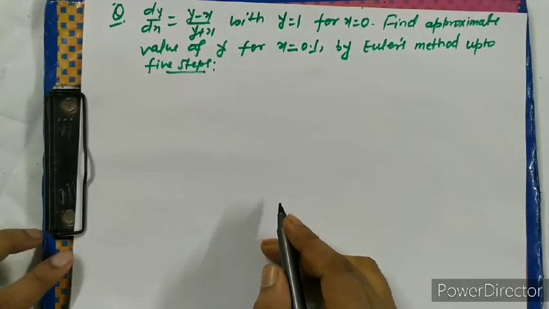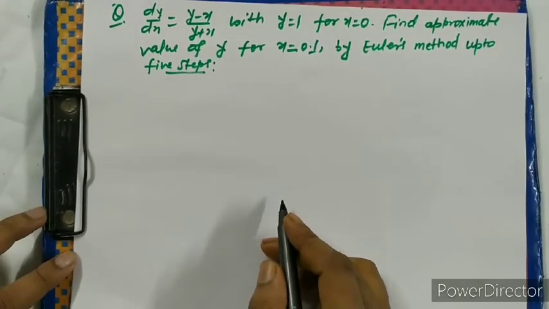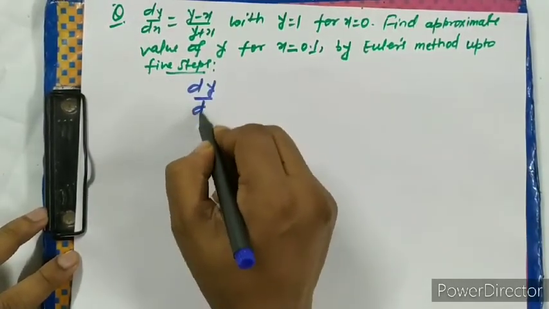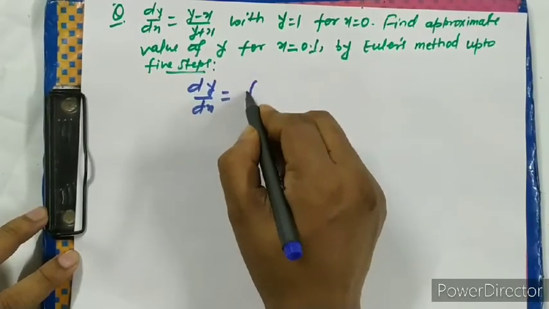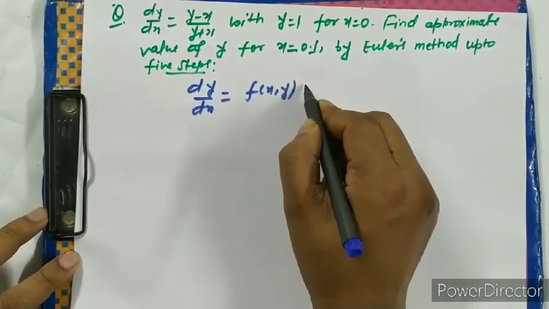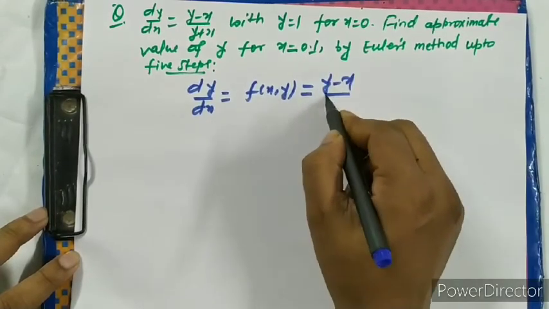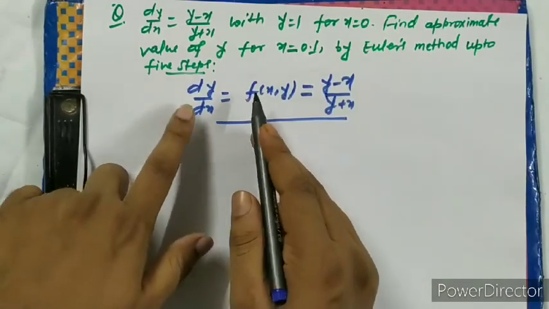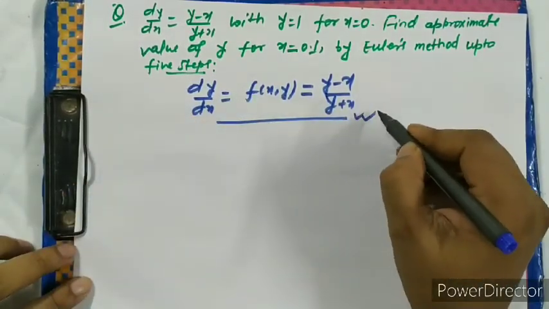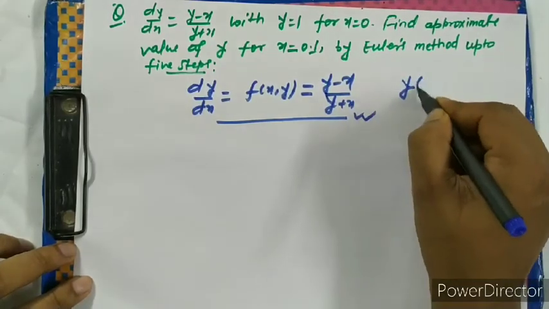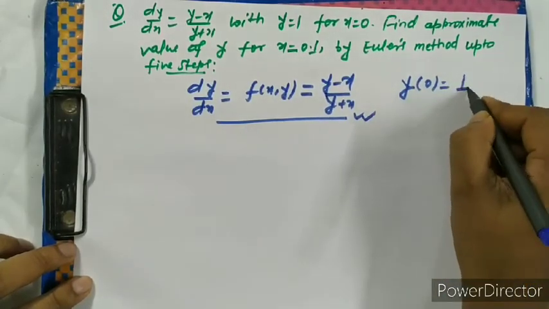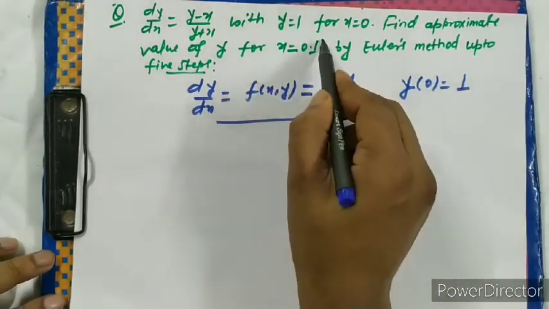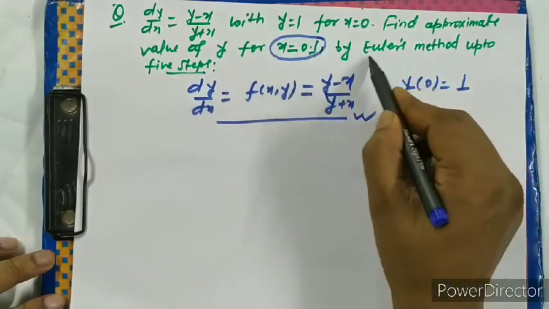So student, I have one question. I have to implement Euler's method on this differential equation dy by dx, which is equal to f(x,y), y minus x divided by y plus x. So first केस क्या था? डिफरेंशियल इक्वेशन इस फॉर्म में होना चाहिए, तो ऑलरेडी है. एंड इनिशियल कंडीशन व्हाट? y0 is equal to 1. So we have to find the value of y for x is equal to 0.1 using Euler's method.